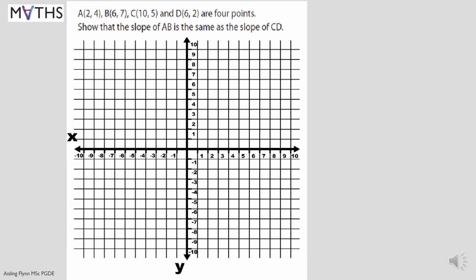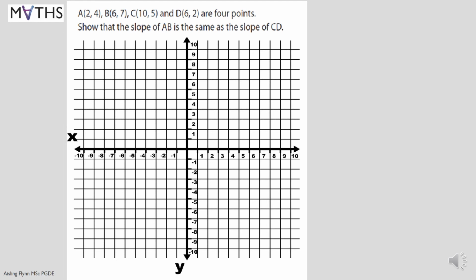Okay, so here we have a question around plotting points and measuring slopes. A, B, C and D are 4 points. Show that the slope of AB is the same as the slope of CD. Okay, so let's plot them first.